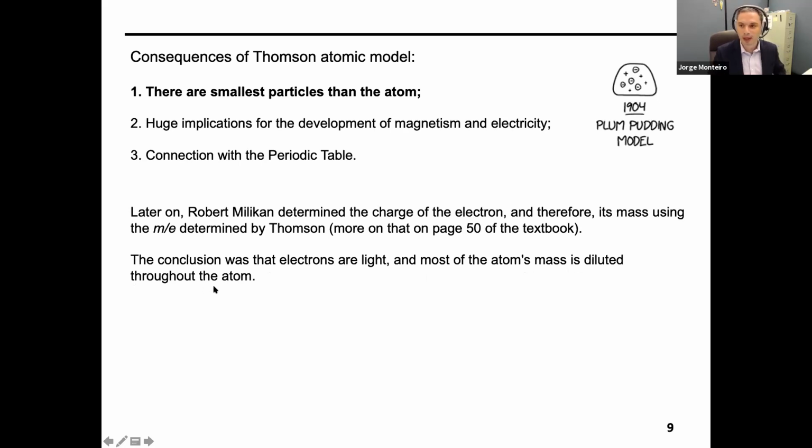throughout the atom, okay? So now the biggest difference here between the Thomson and Dalton atomic models is that for Dalton, we have the atom as this solid sphere.